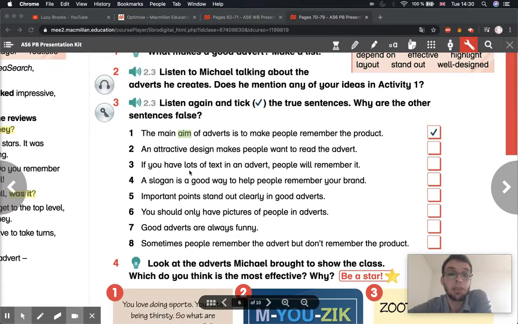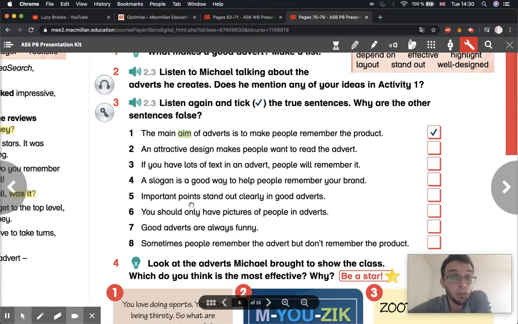Number 3, if you have lots of text in an advert, people will remember it. Okay, so if there's lots and lots of writing, people will remember it. I'm not sure if that's true. Number 4, a slogan is a good way to help people remember your brand. Okay, remember what a slogan is? Okay, so a slogan's a good way to help people remember your brand, right, your product.